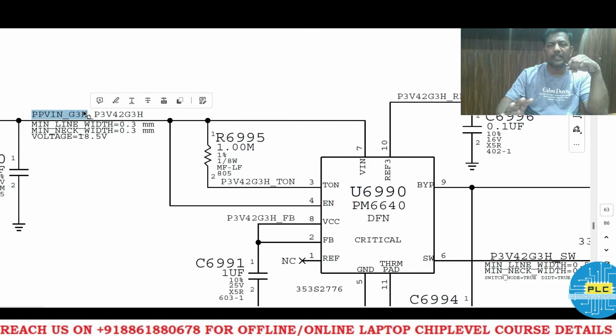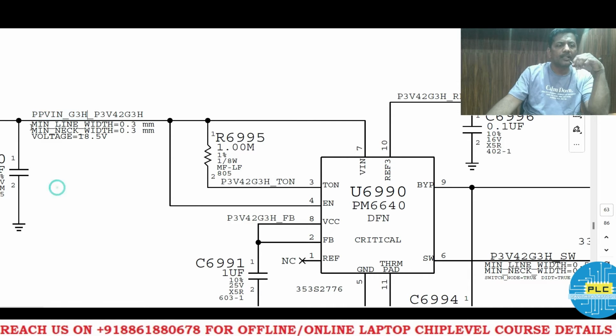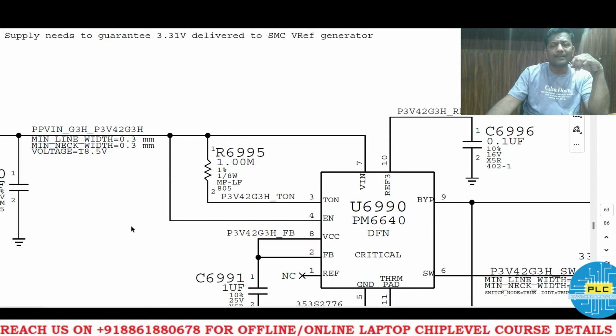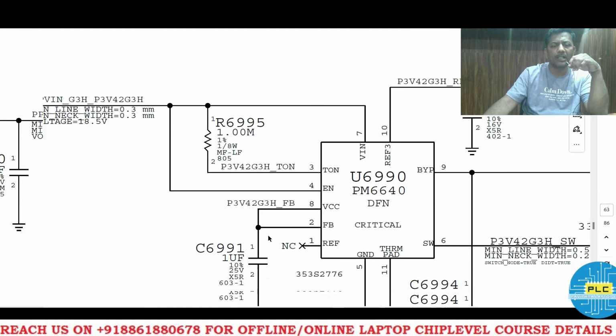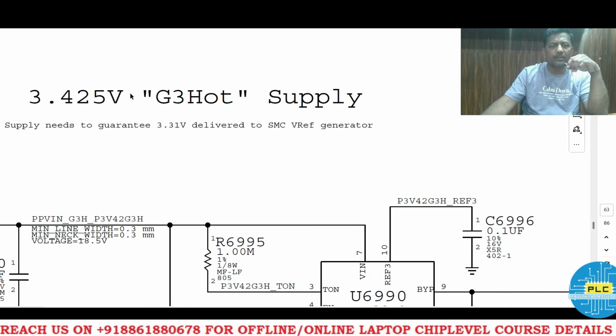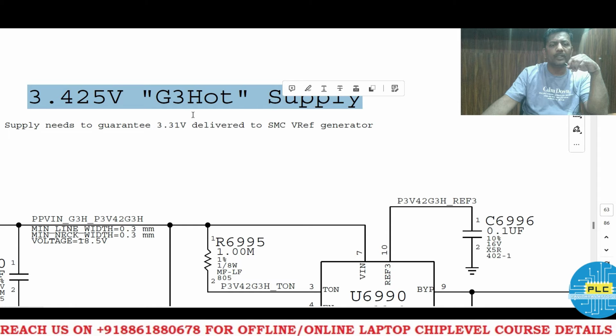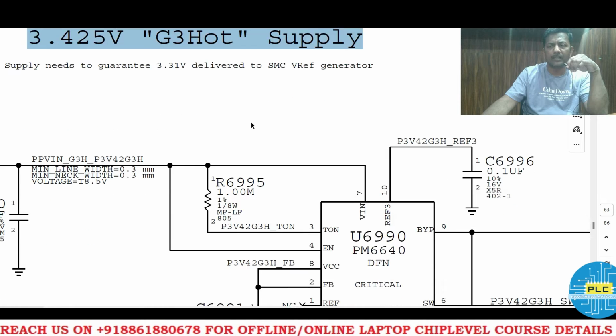This is the identification. See here, they have given a voltage of 18.5 volts, main line. Usually it depends on the battery, it may be 12 volts, 8 volts, some other volts, or 4 volts. 16.5 is the required voltage for this particular laptop. So now you know how we got G3 hot.